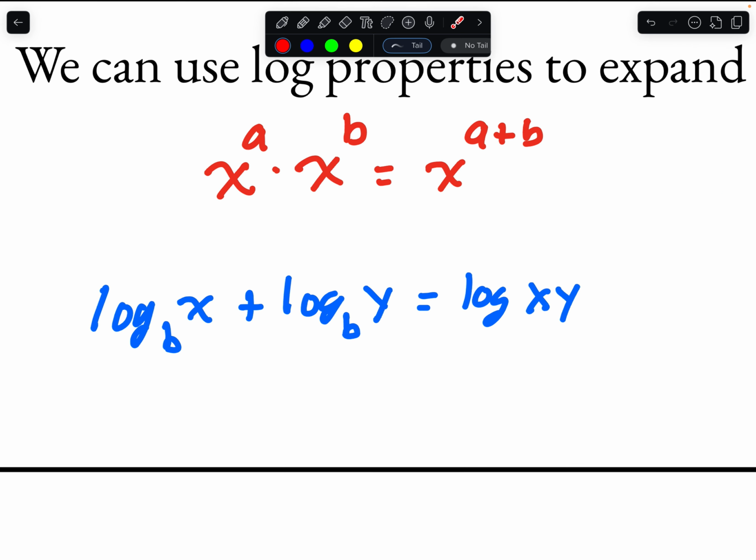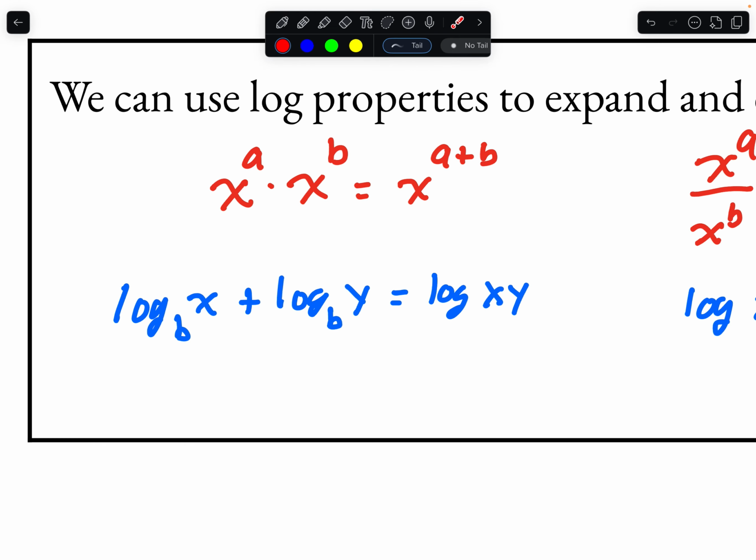So very similar with logs, if you have log base b of x plus log base b of y, it's the same thing as combining them as log base b of x times y, right? So you multiply that argument and that argument together. So if you're adding the logs, it's the same as multiplying the arguments together if the bases are the same.